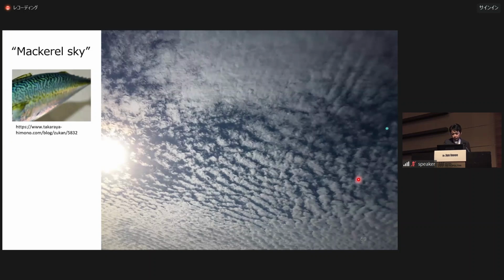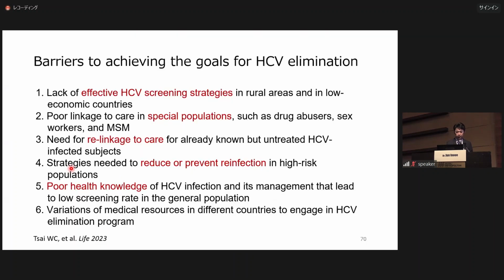This is a picture of recent autumn sky. In Japan, these clouds are compared to sheep. But in English, such a sky is compared to mackerel. Mackerel is saba in Japanese.